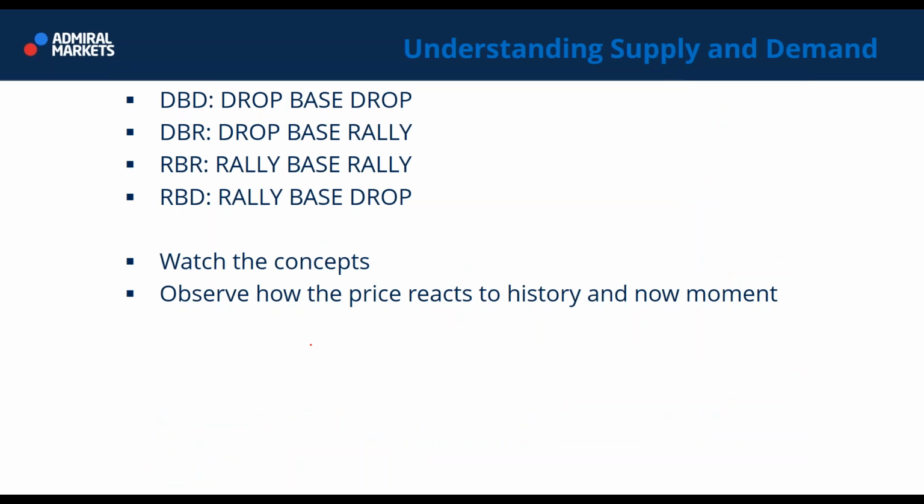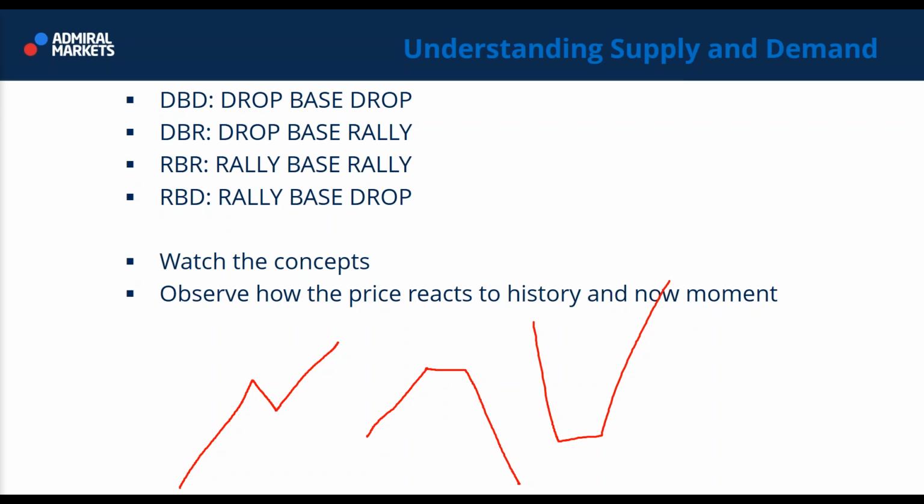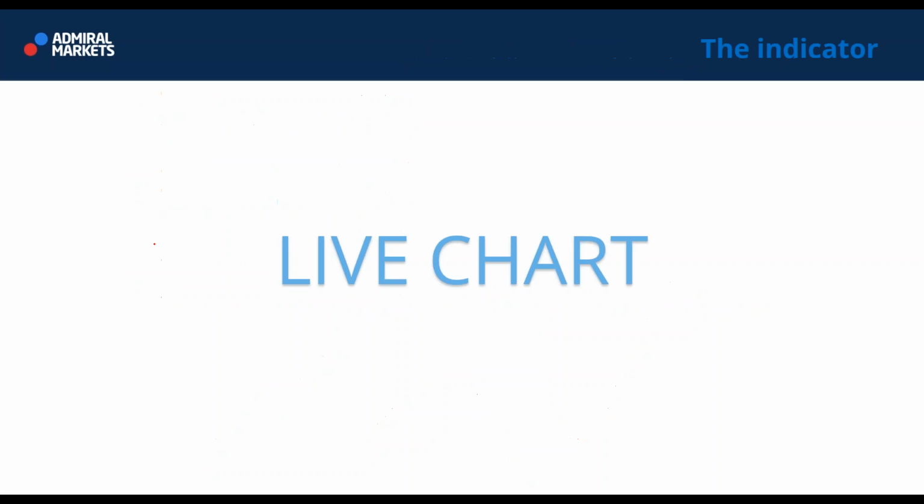In price action, you will usually see rally, consolidation, rally, it's RBR. You will see a rally, okay, base, then drop, drop, base, rally. So those are just simplified forms of price action. Observe how the price reacts to history and now, at the moment. It's very important. Now let's move on to the live chart and let's see this indicator, and here it is, guys.